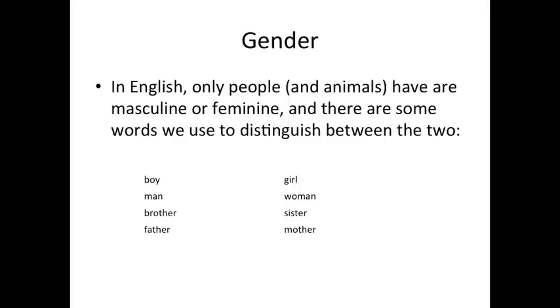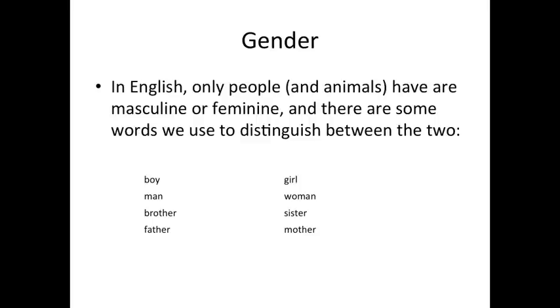Alright, first of all, let's talk about gender. Gender has to do with the idea of whether something or someone is masculine or feminine. Now in English, only people and animals have masculine or feminine forms. Books and tables, for example, are not masculine or feminine. In English, only people and animals we consider to be either masculine or feminine.